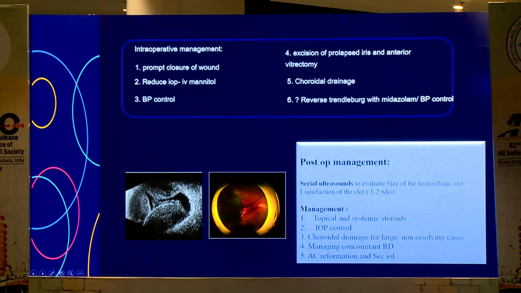In case an expulsive does happen, we want to promptly close the wound, excise the prolapsed iris, reduce the intraocular pressure, keep a check on the blood pressure as well, and if we have the expertise, do a choroidal drainage. However, if you want to manage it post-operatively, wait for at least 1 to 2 weeks, follow them with serial ultrasounds, and then plan the choroidal drainage.